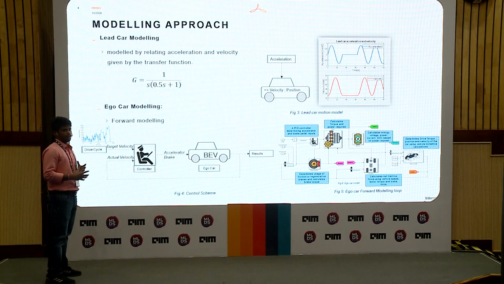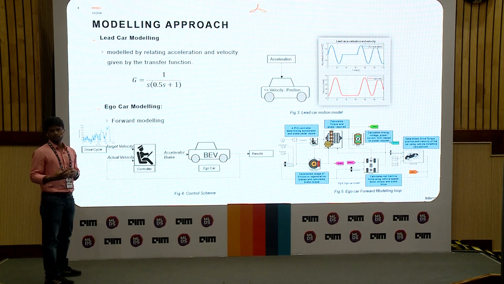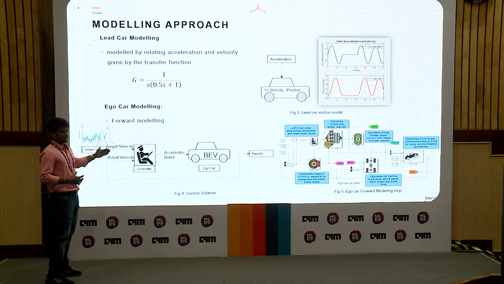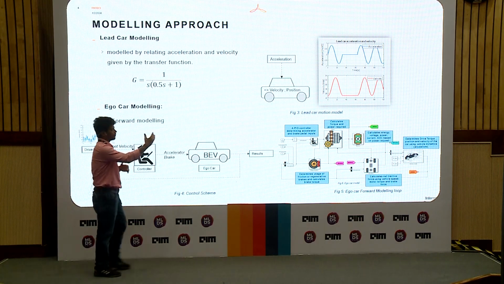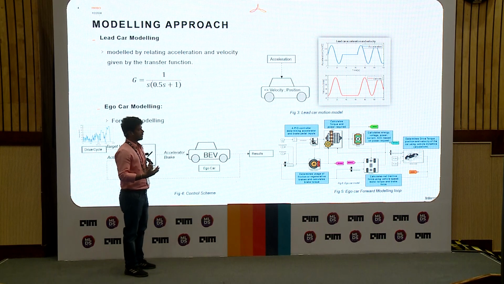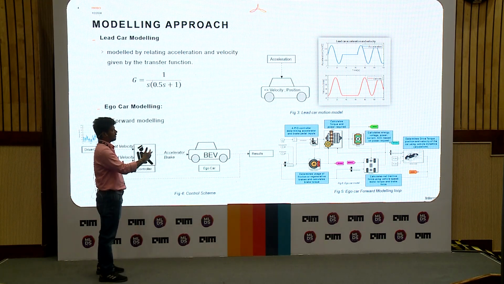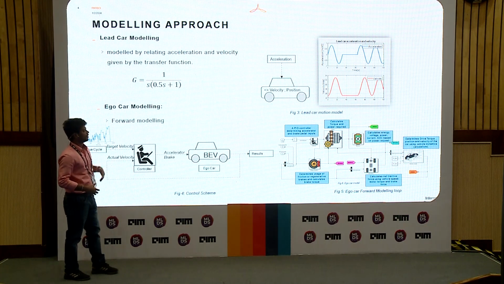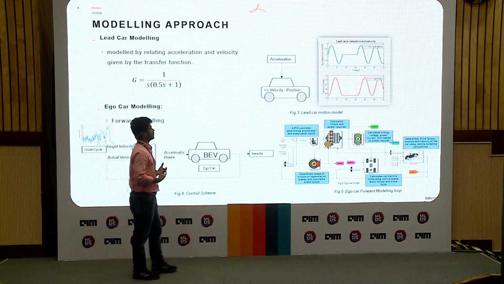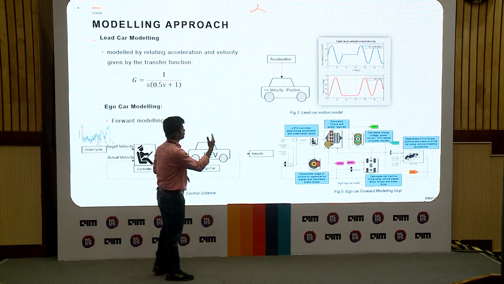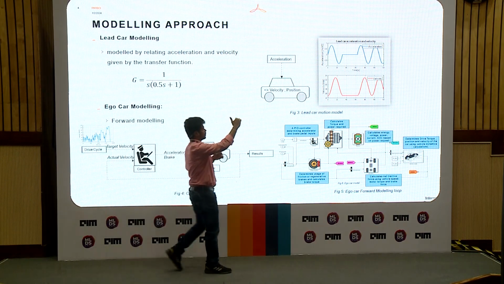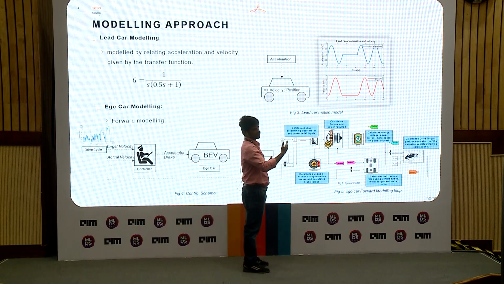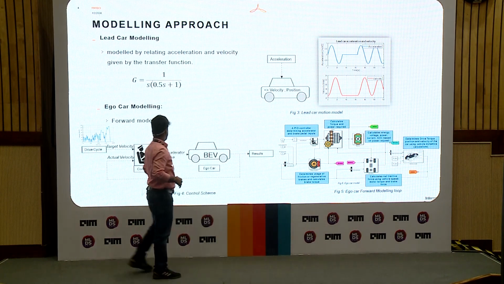Coming to the environment, how do we model it? First, the lead car. The lead car is just an input to our ego car, which is our car. We have modeled it in a simple way: if you give it some acceleration, it responds to it, and the output is velocity and position. We call it a transfer function, using a very simplified mathematical relation. Here you can see the velocity response when you give a corresponding acceleration to the lead car.